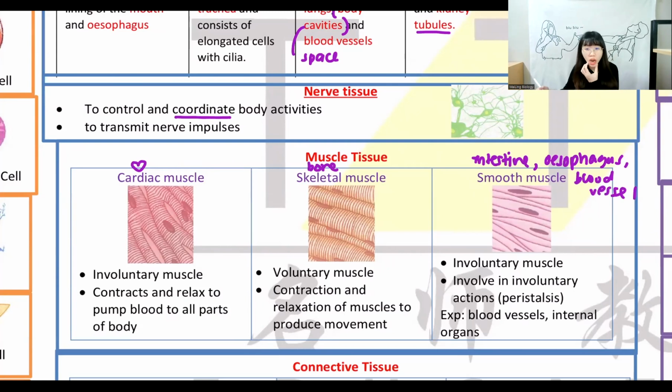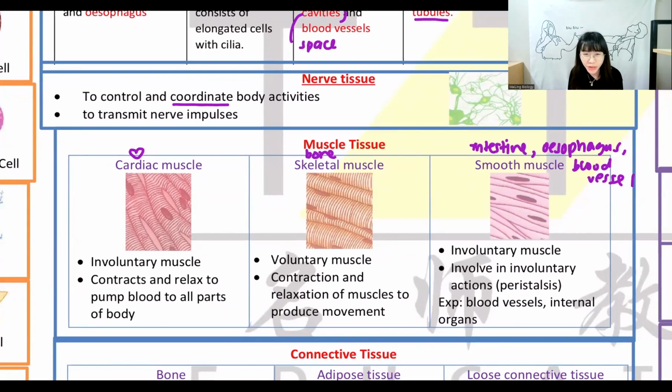Those are referring to your smooth muscle. Okay, talk about cardiac muscle first. Based on these 3 diagrams, we have to recognize what are these muscles. Cardiac muscle, they have a connection point. Can you see? It looks like an H or Y over here. When they have a connection point, they have to be a cardiac muscle.